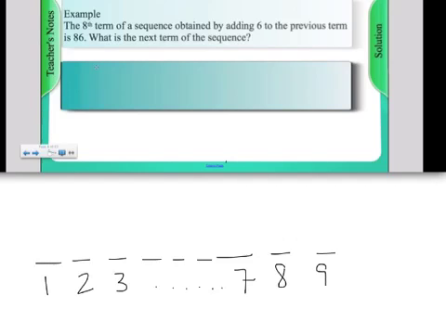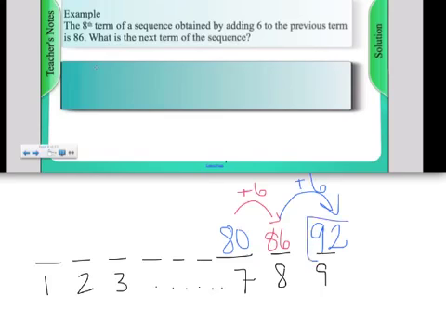And they're saying that by adding 6 to the previous term, we got 86. That means our seventh term must have been 80. It also tells us that our next term will also be obtained by adding 6, because it's also an arithmetic sequence. So our term here would be 92. So go ahead and try the next problem.